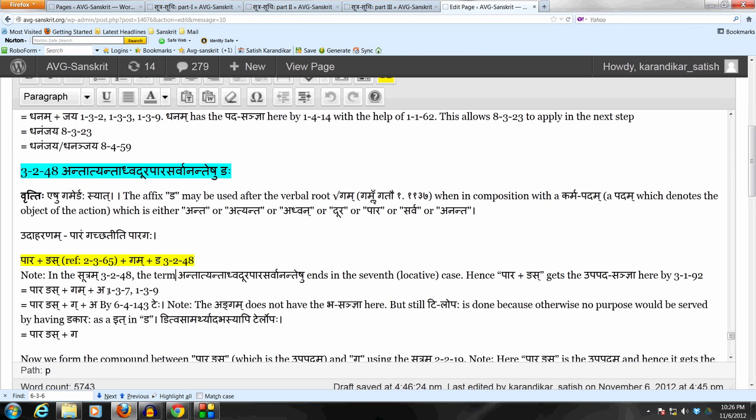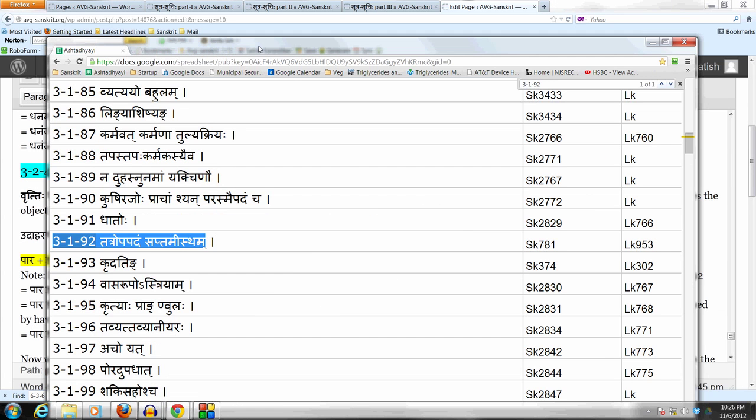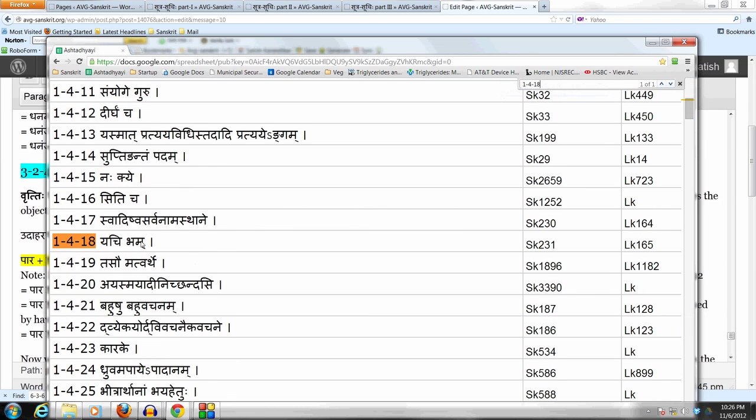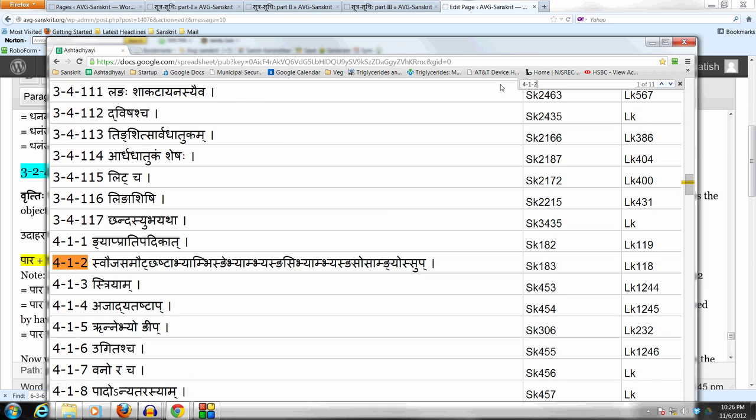And then we understand why Panini uses dakar as an it, so that we may apply 64143 tehe. The 64143 is actually in the adhikara of bhasya, which starts from 64129. And here the angam cannot have the bhasanya because the bhasanya only comes swadishu. Bhasanya by 1418, yachibham, with anuvritti to swadishu from the prior sutra. 1417 says swadishva sarvanamasthane, so swadishu. And the swadi pratyaya only starts from 412, so just out. And right now we're using the affix da by the sutram 3248.